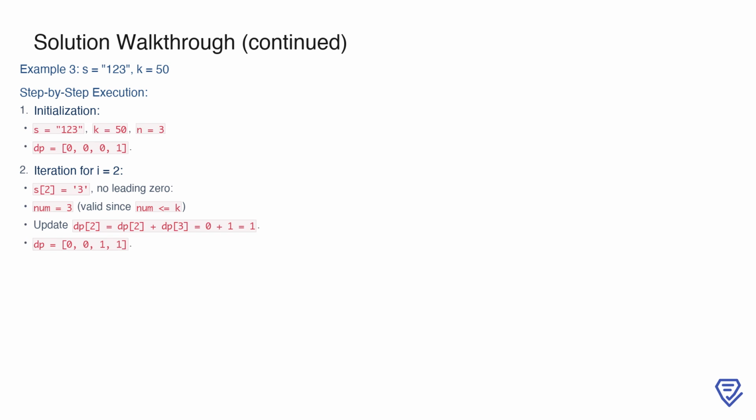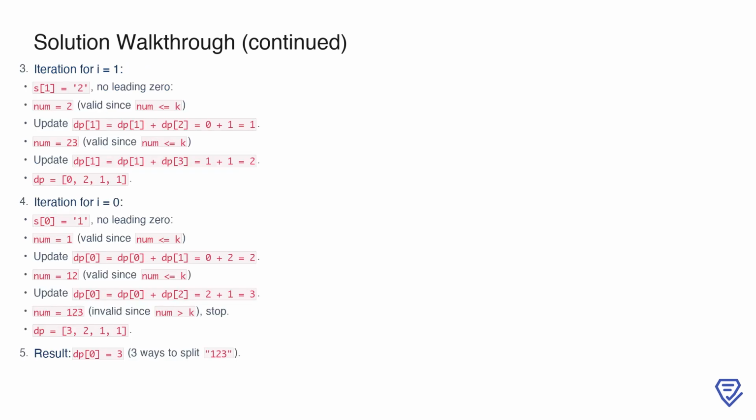For i equals 2, the character is 3. Since there is no leading 0, we compute the number 3, which is valid as it is less than or equal to k. We update dp[2] by adding dp[3], resulting in dp[2] equals 1. The dp array becomes 0, 0, 1, 1.